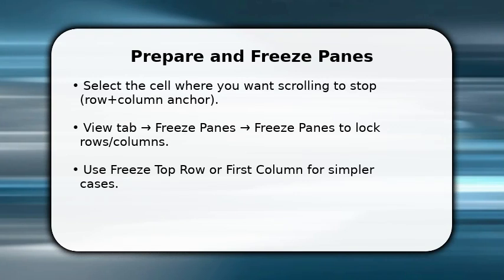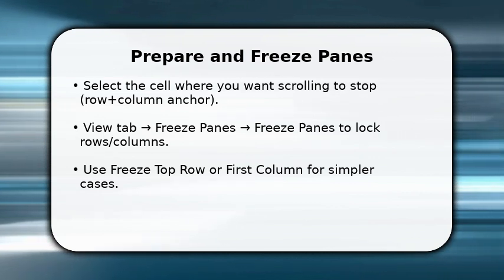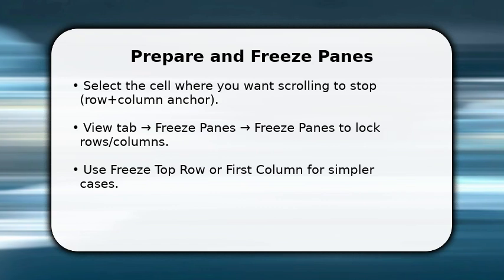You begin by choosing the exact anchor cell that will hold your view steady. Click the cell immediately below and to the right of the area you want fixed. Then go to the View tab and choose Freeze Panes, then freeze panes again so Excel locks both rows and columns. This prevents the worksheet from shifting when you scroll. Once done, test with arrow keys and mouse wheel to confirm the correct rows and columns remain visible.